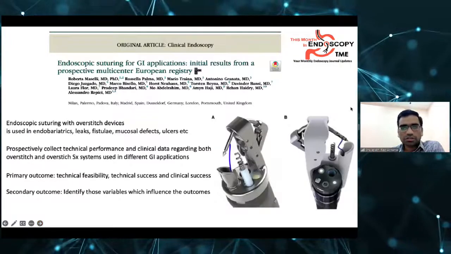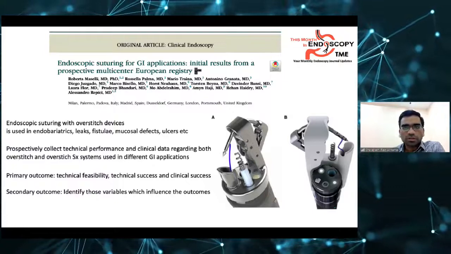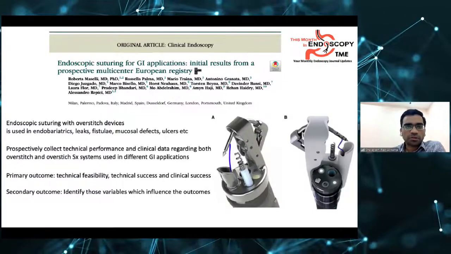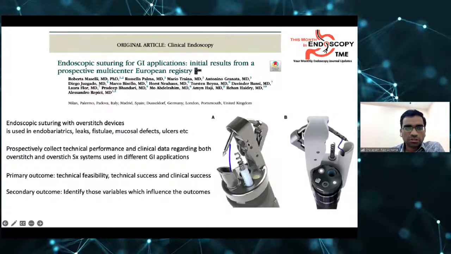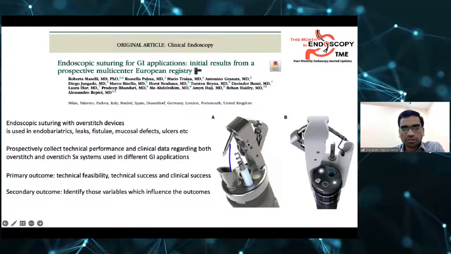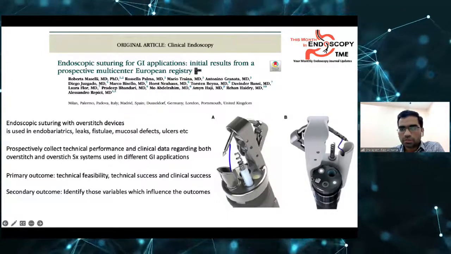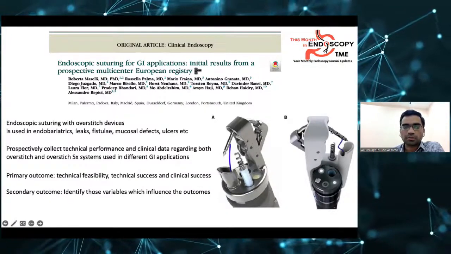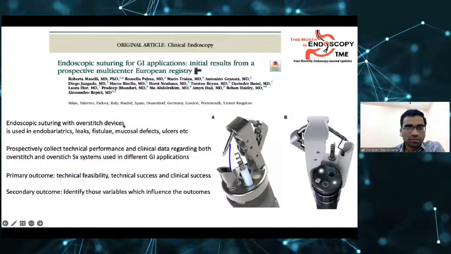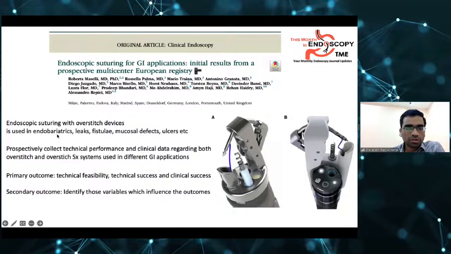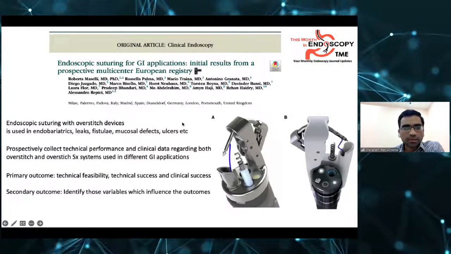So the first study is titled Endoscopic Suturing for GI Applications: Initial results from a prospective multicenter European study. We know that the Apollo Overstitch endosuturing device is available through the double channel scope, and now a newer device is also compatible with the single channel scope. It is called Overstitch SX. These devices are usually used in endobariatric leaks, fistulae, mucosal defects, and ulcers, etc.